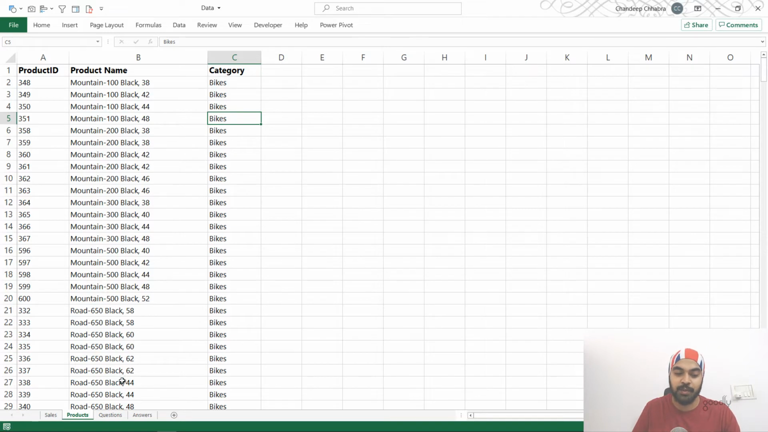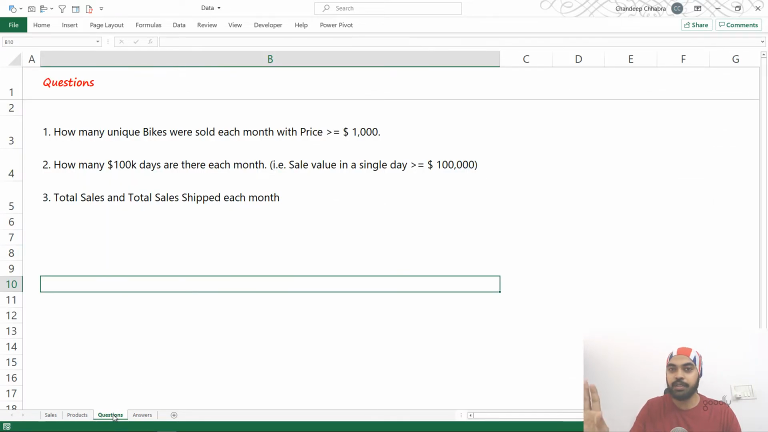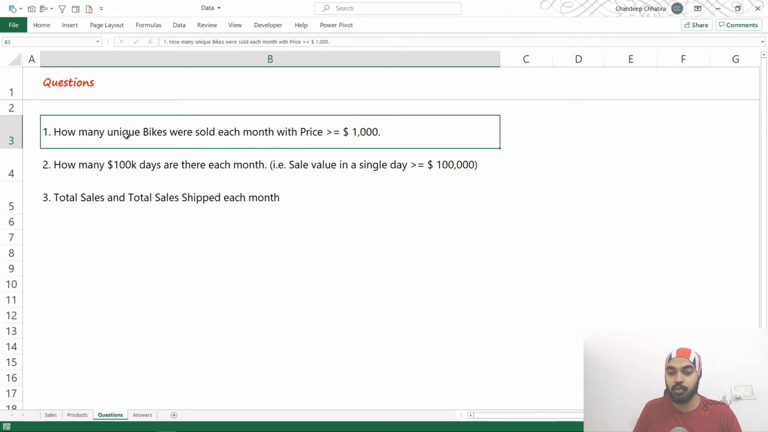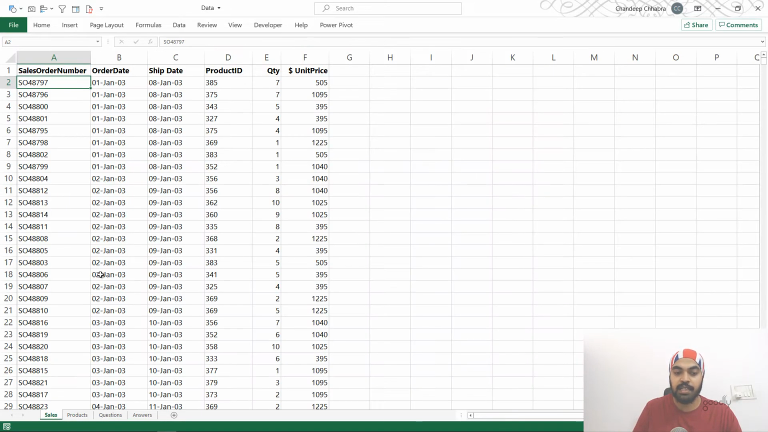Let's take a look at the questions that we have to solve. So there are just three questions that you have to solve, not many, right? And the questions are actually simple. The first question is: how many unique bikes were sold each month with price greater than $1,000? So this is what you have to do. You have to come to the sales table and find out how many unique bikes were sold, but there is no information about bikes here.